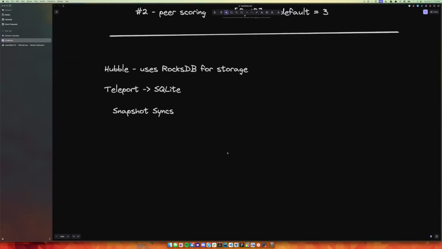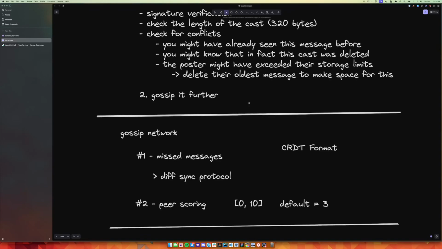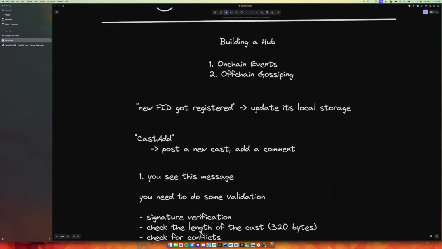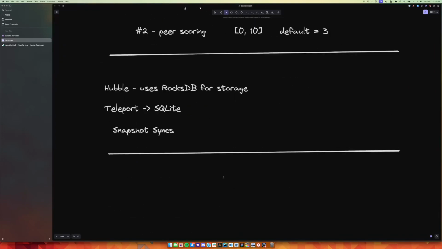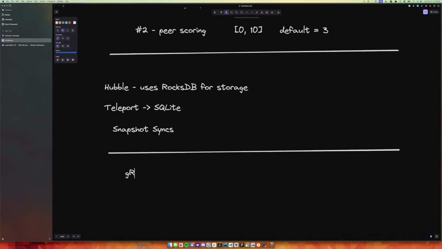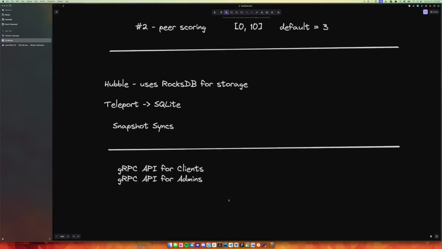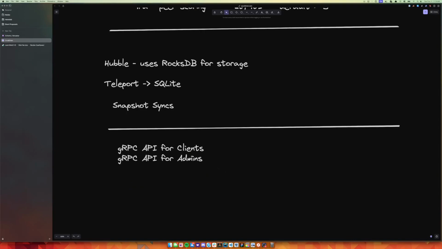With this context, what we end up at is the bare minimum required for the protocol so far. Everything we've discussed so far is the bare minimum following the Farcaster specification: listening to on-chain events, handling off-chain gossip messages, diff syncs, peer scoring, and so on. There are a couple more bare minimum things we need to do. There's a gRPC API for clients, and a gRPC API for admins. Both of these are part of the specification, and they need to be implemented to have an MVP ready.